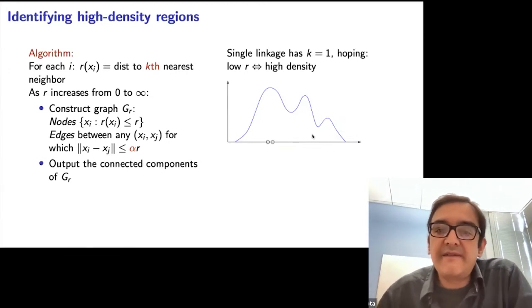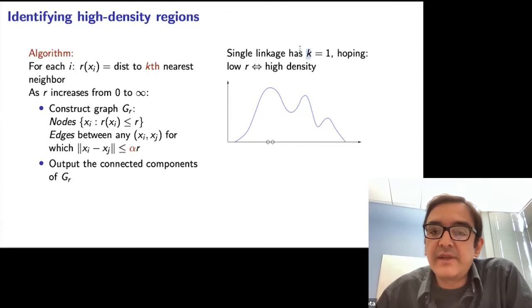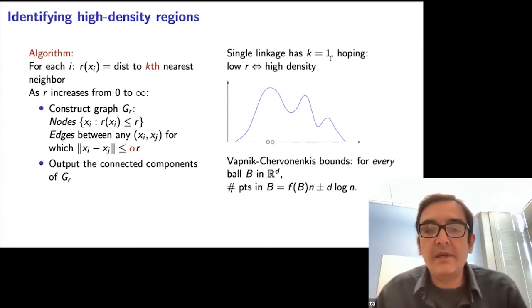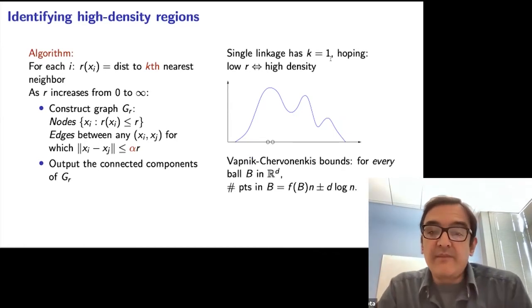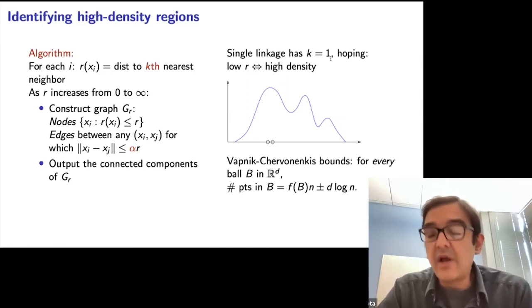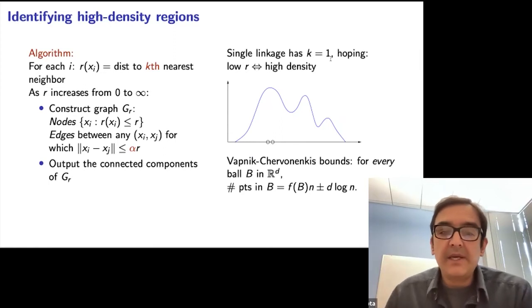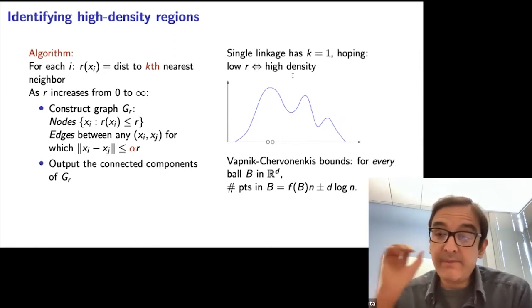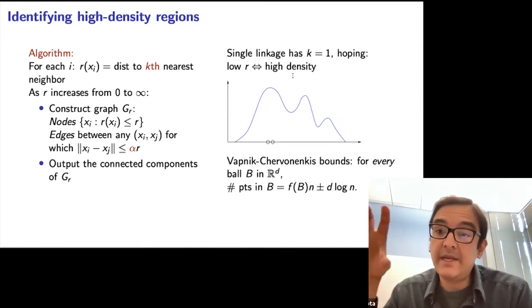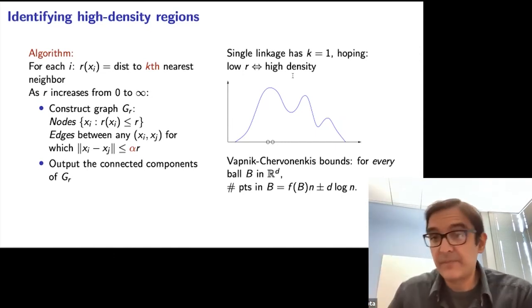So we have tried to fix that by simply choosing a larger value of k. Let me briefly explain why that's enough. What we know from VC bounds is that because the class of balls is not very complicated, it has VC dimension d plus 1, what you can expect is that every ball in space, even though there are infinitely many, will contain roughly the right number of points.